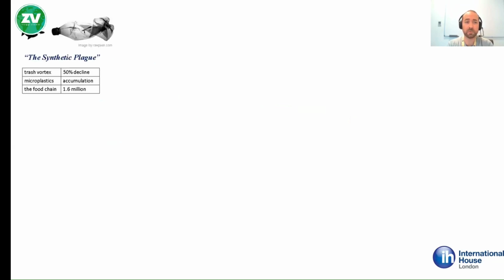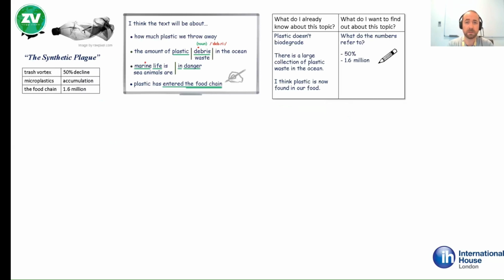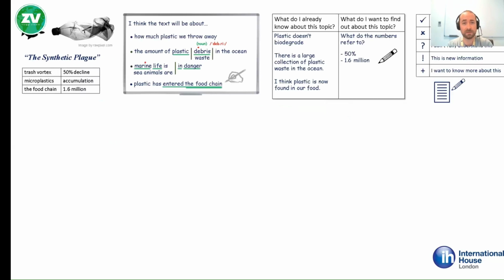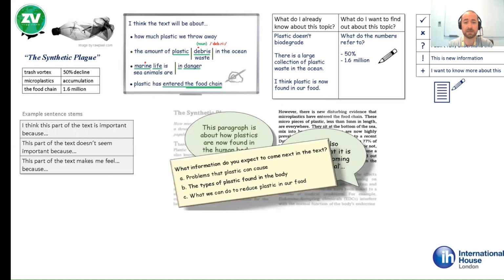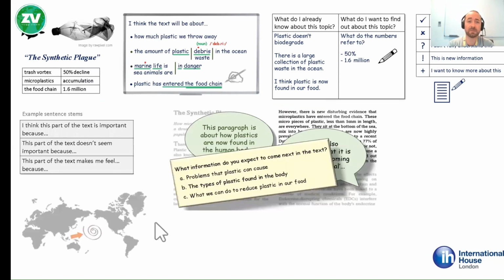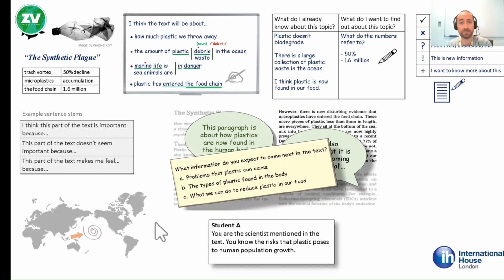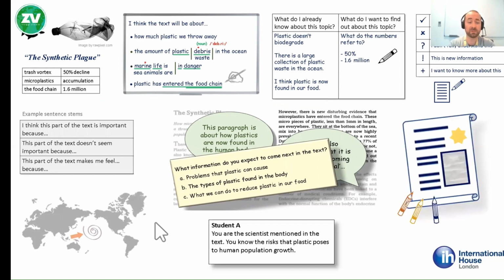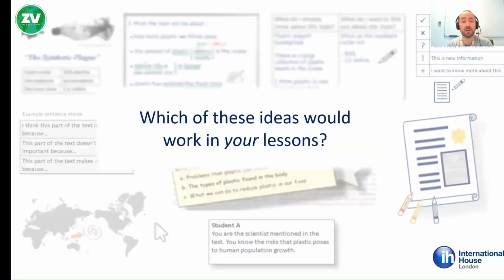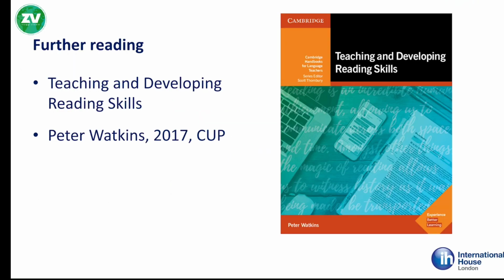We've looked at a few ideas now of what learners can do before they read, what learners can do while they read, and finally, some activities for what learners can do after they have read. So an important question now is, which of these ideas would work in your lessons? And if you want to find out some more about developing learners' reading skills, many of these ideas and many more can be found in this book by Peter Watkins.